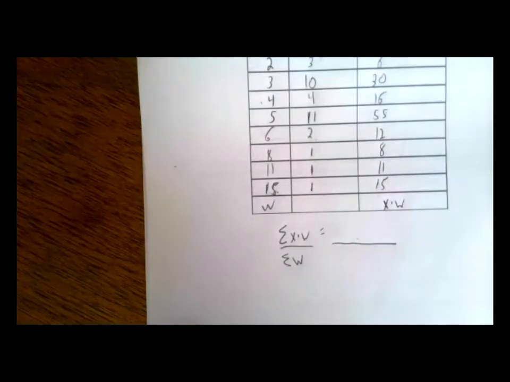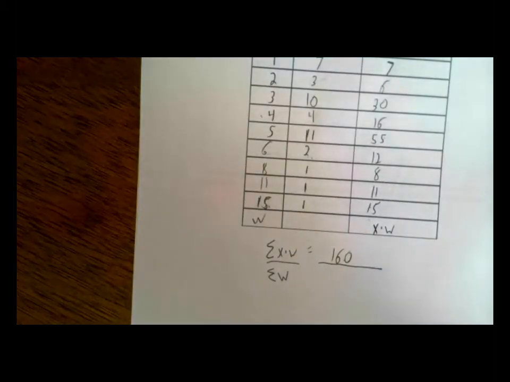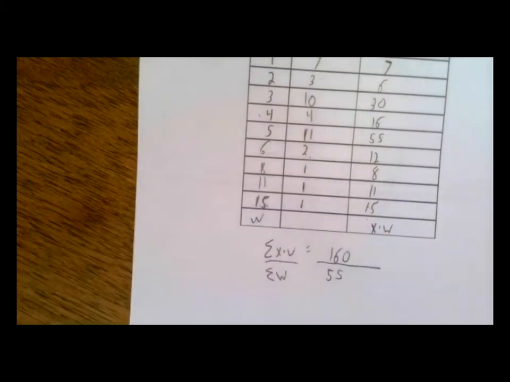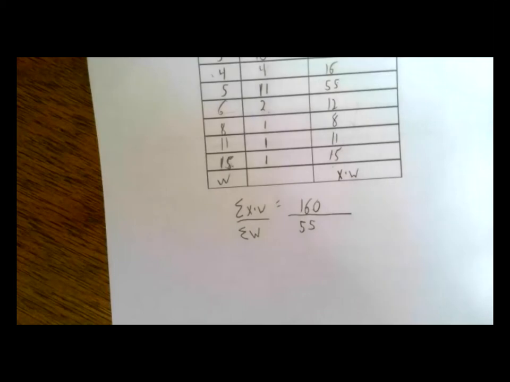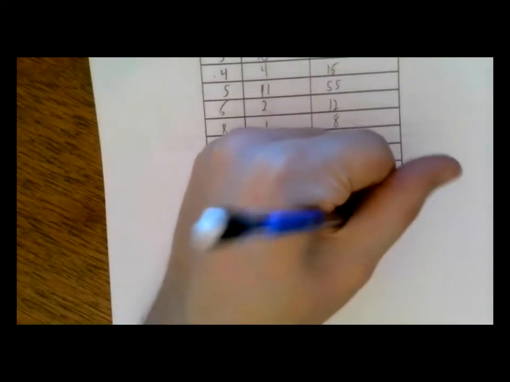I don't know if anybody's done that. I have to do that really quick. 160. Okay, so we have 160 when we add this column together. Do you have the sum of the ages yet? No. Okay, that's fine. I'm getting 55. So we get 160 divided by 55, and we get about 2.91.